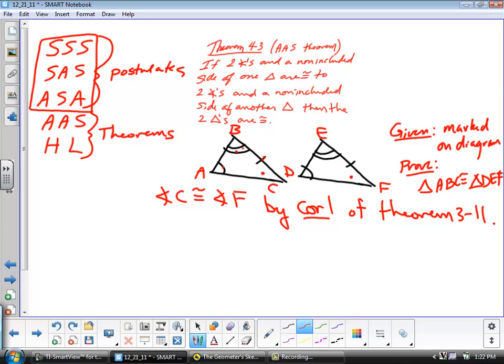Now this would mean that the triangle ABC is congruent to triangle DEF by angle, side, angle. End of proof. Is that corollary 1 or just corollary? It's corollary 1 of theorem 3.11.